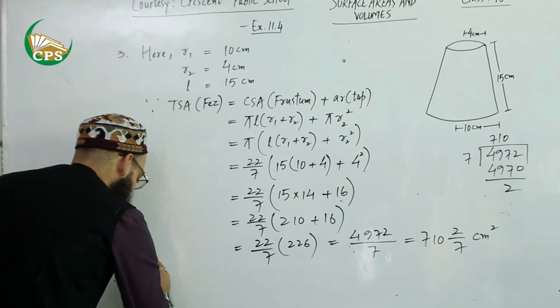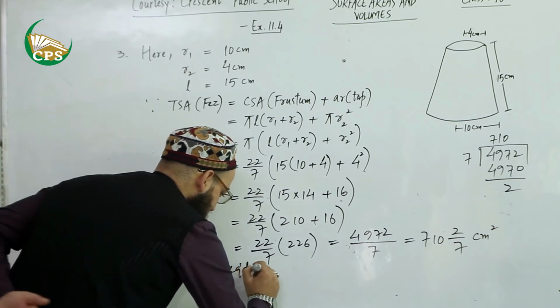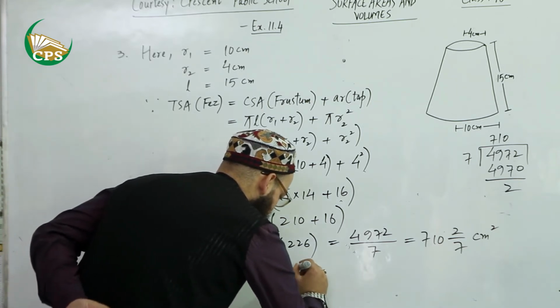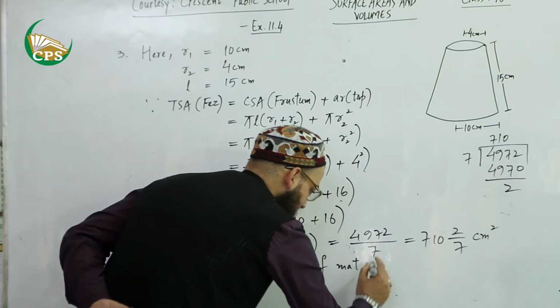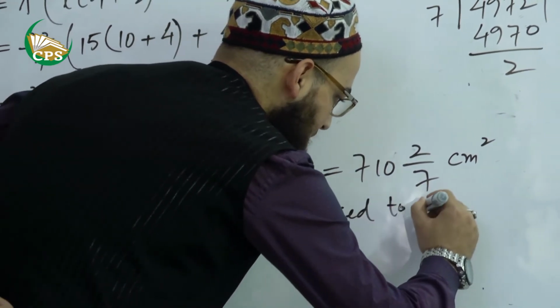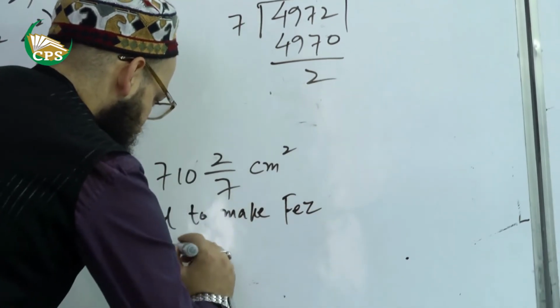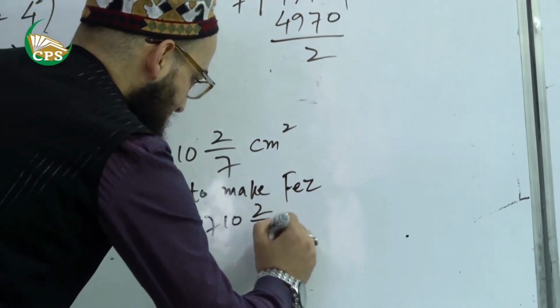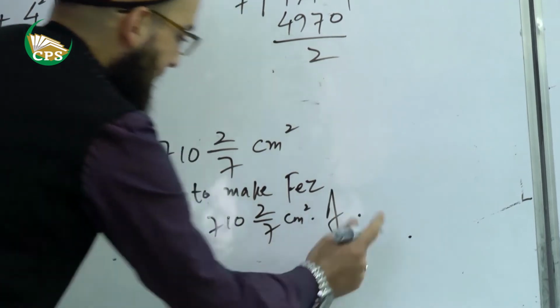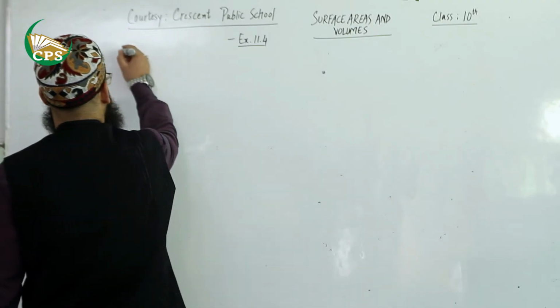Hence, the required area of material used to make fez is 710 2 by 7 square centimeters, and that's your answer. Kindly make a note. Now let's have next question, question number 4.